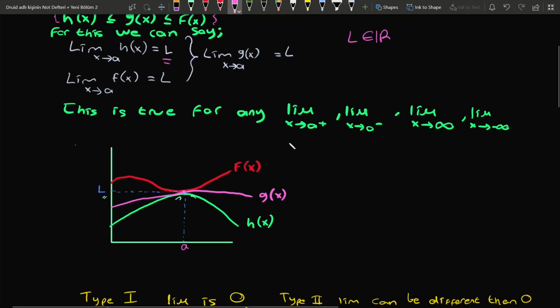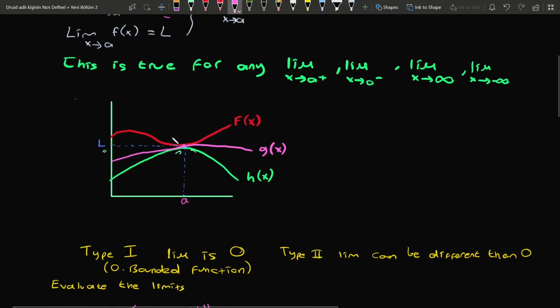This is true for any limit. It doesn't matter if it's approaching a from the left side, the right side, or approaching infinity or negative infinity. We have a graph to visualize this better.